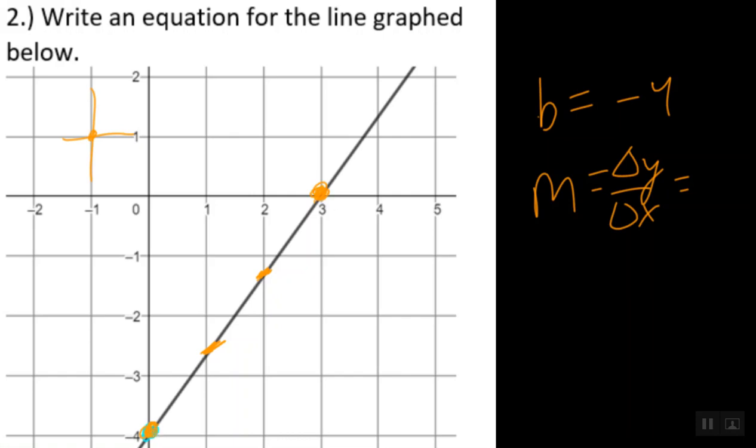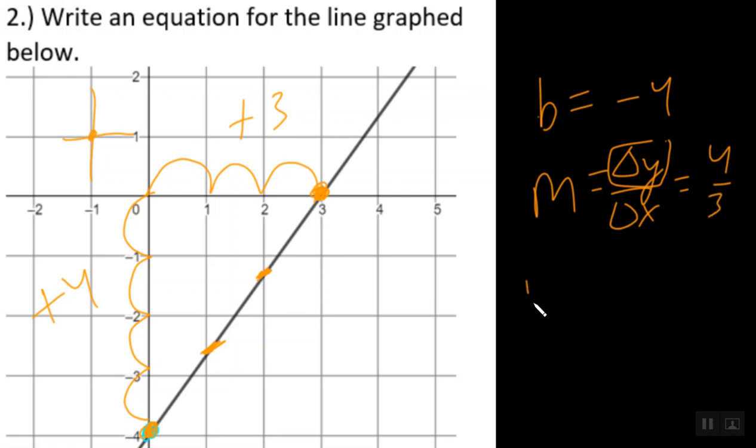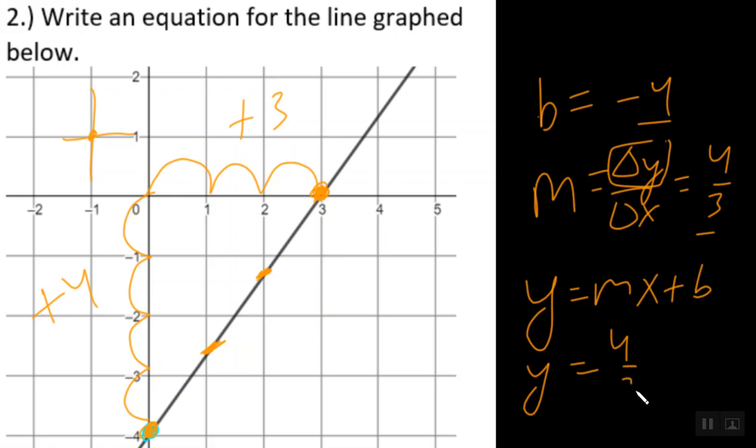So, from this point to this point, our change in y, we're going to go up 1, 2, 3, 4. So we've gone up positive 4, and to the right, 1, 2, 3, that's positive 3. Our slope will be 4 over 3. And so, our formula is y equals mx plus b. I have my b term, I have my m term, and we'd say it's y equals 4 over 3x minus 4.